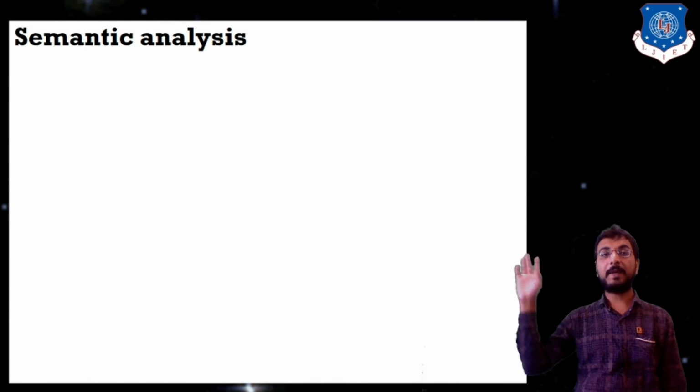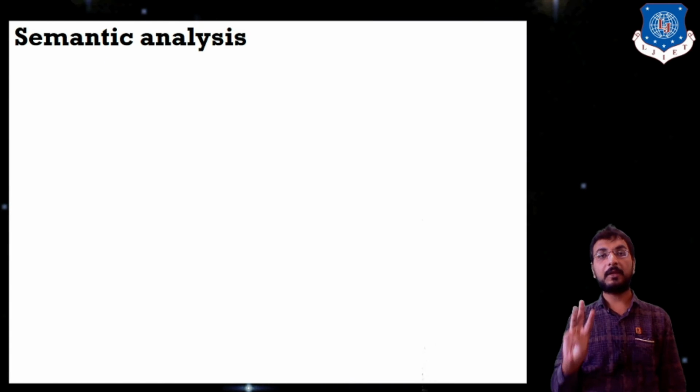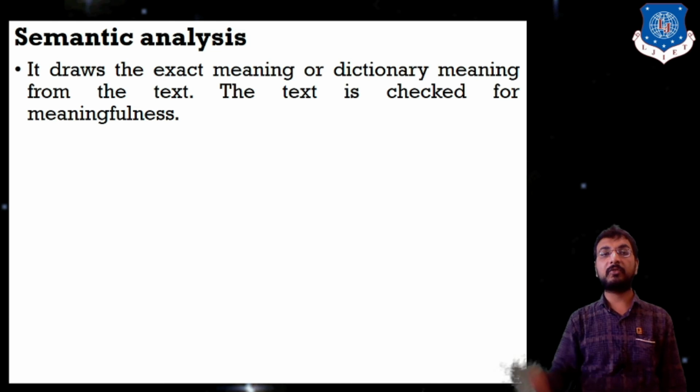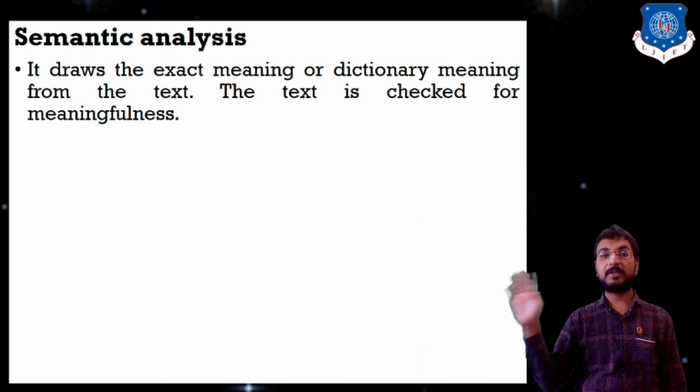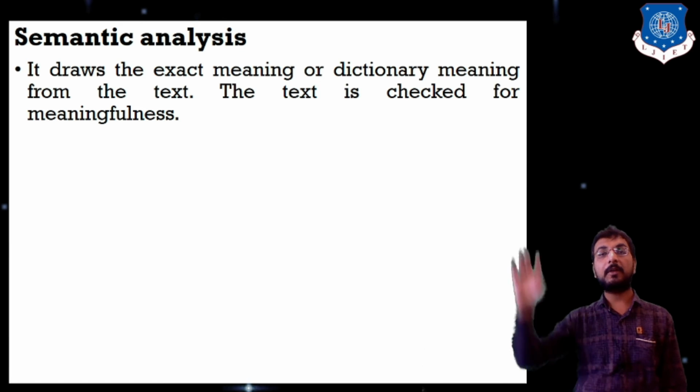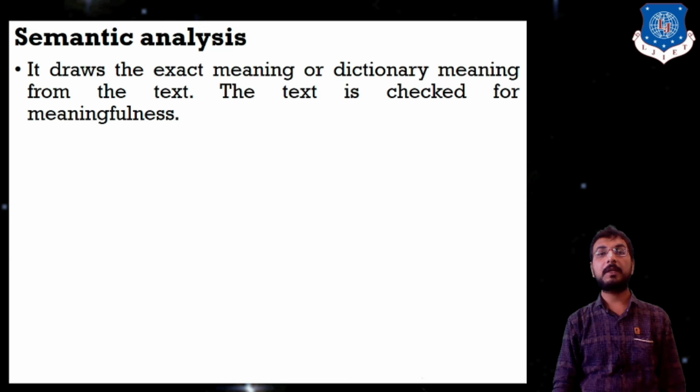Next is semantic analysis. That is my third phase. In semantic analysis it draws the exact meaning or dictionary meaning from the text. The text is checked for meaningfulness. See, semantic, that means what? Meaning of the statement. So we are going to check whether according to meaning my statement is correct or not. So it draws the exact meaning or dictionary meaning of the text.